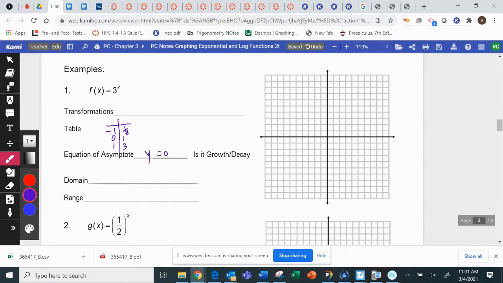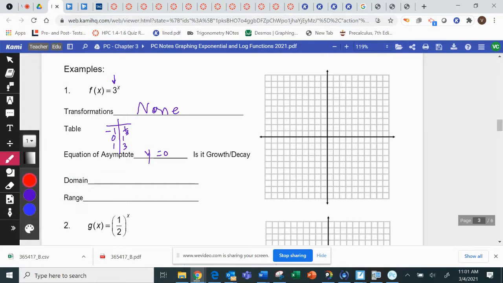So this has no transformations. The base itself of a 3, that is not a transformation. That's the original question. The b is the original question. If there's anything else other than the base and the exponent, then we'll have one. So there's no transformations for that. Now, is it growth or decay? I didn't really talk about that yet. So if you're unsure, we'll be able to tell when we graph it, and then I can talk about why it is growth or decay.